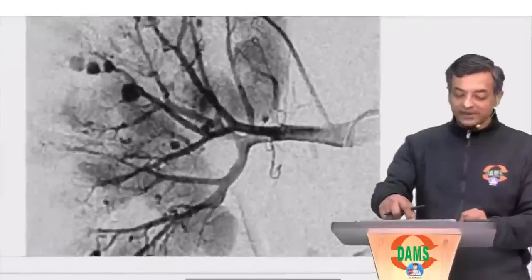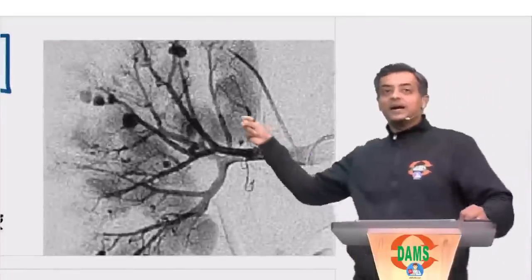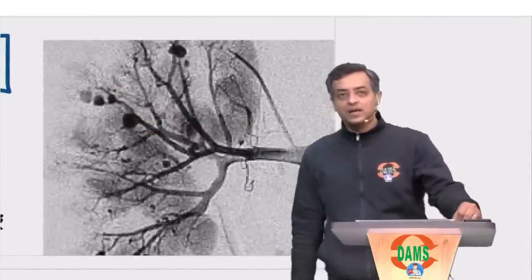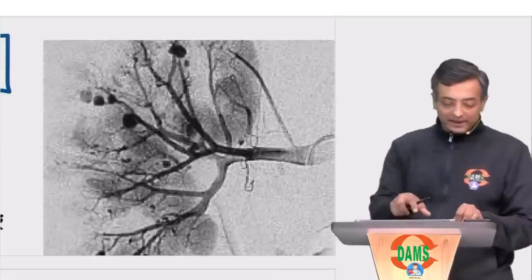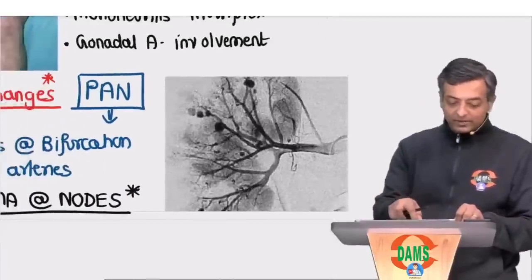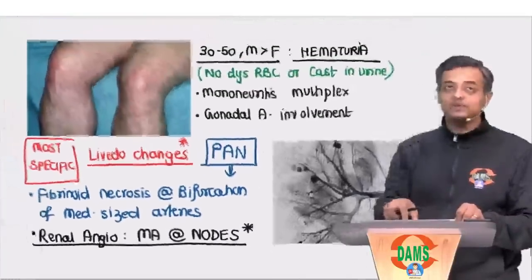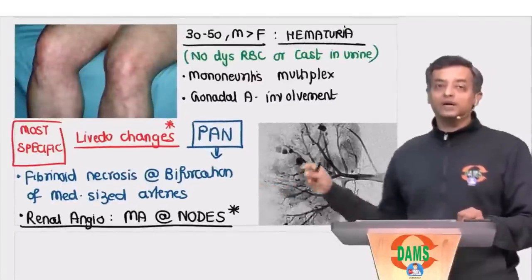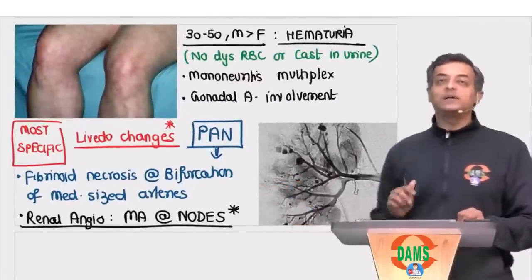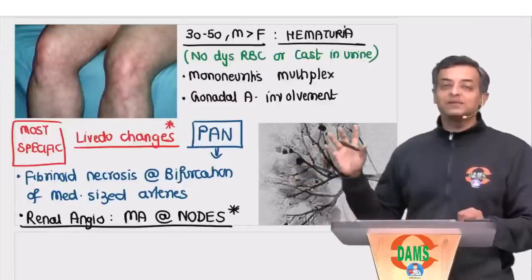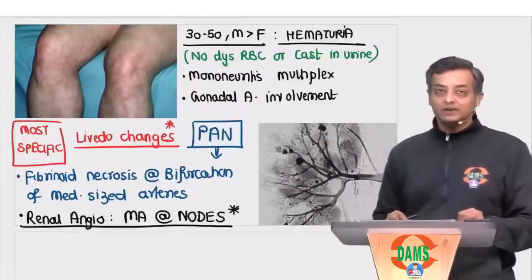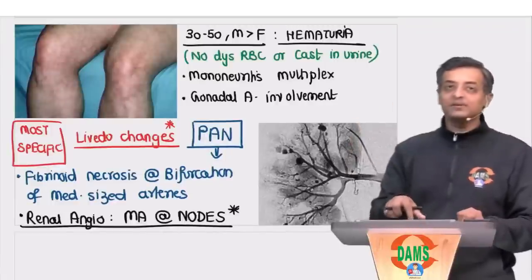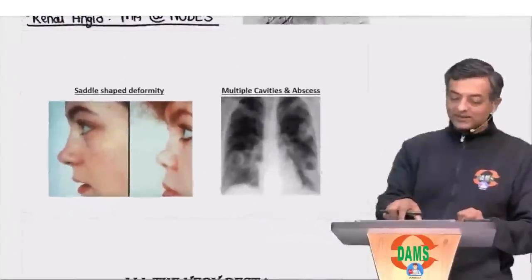You can see from the picture, where is the problem? Right where it bifurcates, there is going to be aneurysm formation. Microaneurysm at the bifurcation is going to be there. The bifurcation is specific of polyarteritis nodosa. Microaneurysm at the nodes. Medium vessel vasculitis is present. So to complete, one, small vessel vasculitis. Tell me the diagnosis.